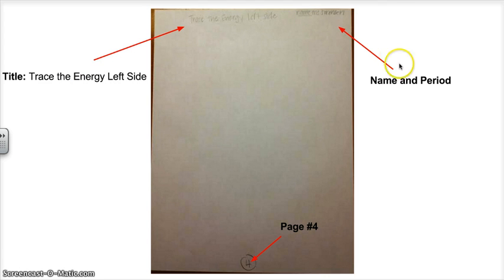You should also have your name and period number at the top because this is a graded assignment, so you will be turning it in. And again, it's page 4. So this is what your paper should start out as. If you have not done this, go ahead and do it now. Press pause to do this. Press play when you're done.